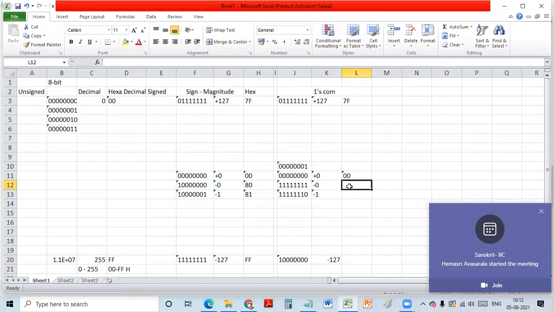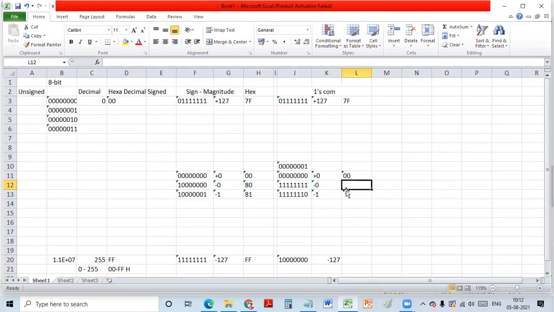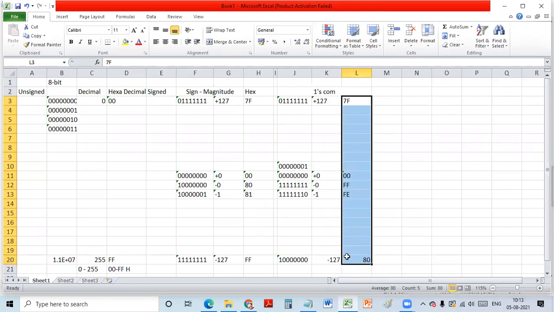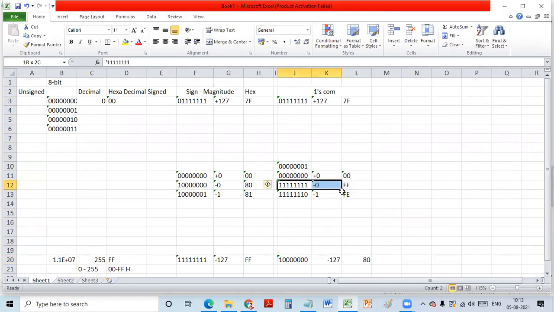So now the corresponding values in hexadecimal: this is FF. So -0 is FF, -1 is FE, and this is what? 80H. So these are the corresponding values in hexadecimal. Okay, only negative numbers will vary. So quickly we move to 2's complement and then we close. Time is running up.